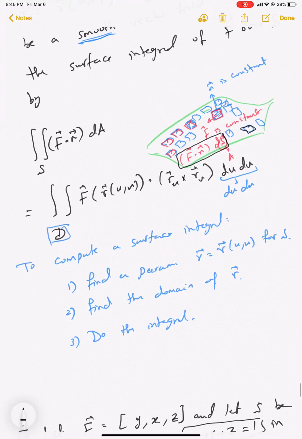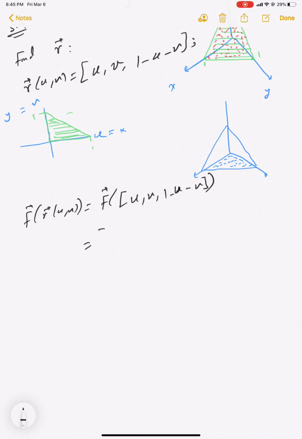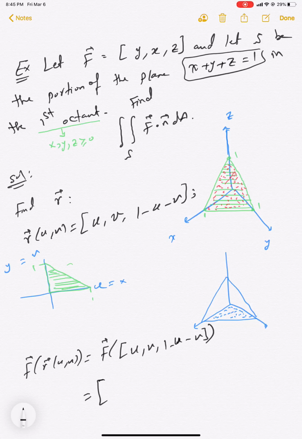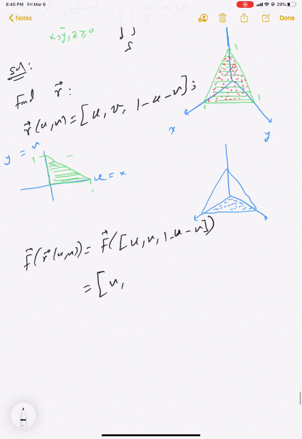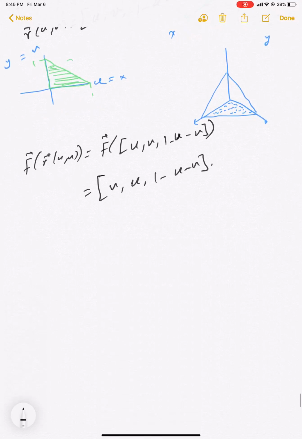Okay, so now how do we do the calculation? This is the definition. The first step is to compute f of the parameterization. That means f of u, v, 1 minus u minus v. You go back to f and replace every x by u, every y by v, and every z by 1 minus u minus v. The first coordinate is y, which is v. The second coordinate is x, which is u. The third coordinate is z, which is 1 minus u minus v. So this is f of r(u,v).